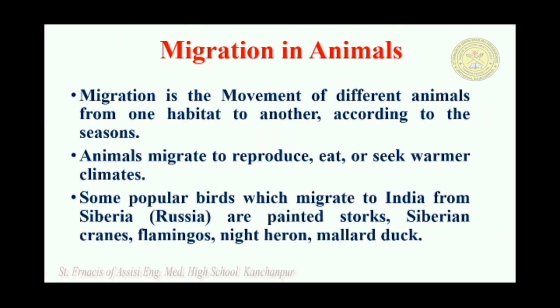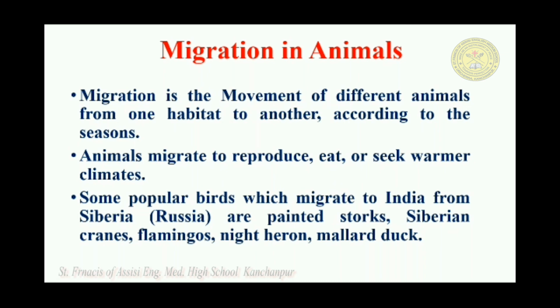Okay. Now the last topic is migration in animals. Migration is the movement of different animals from one habitat to another. Such animals travel long distances in groups from one part of the world to another. Some species travel thousands of miles every year, while other species make only one trip, just once in their lifetime.